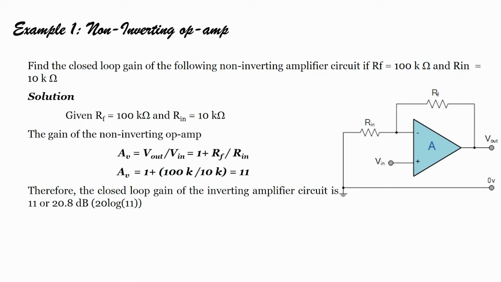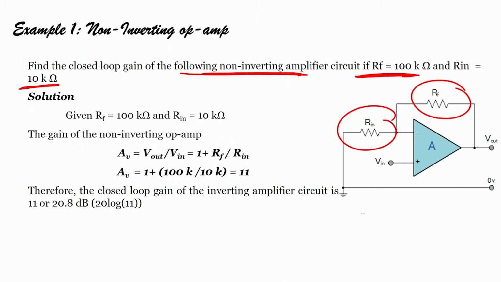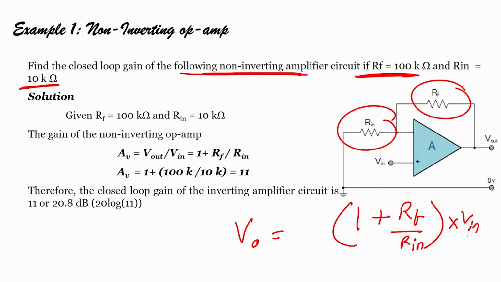So, let us take an example of a non inverting op amp. Find the closed loop gain of the following non inverting amplifier circuit if Rf equals 100 kilo ohm, Rin equals 10 kilo ohm. We have the Rf value, we have the Rin value. Now, what is the formula? The formula for the non inverting amplifier gain is 1 plus Rf by Rin, and VO will be nothing but (1 plus Rf by Rin) into Vin. This is my formula for the non inverting amplifier, correct.